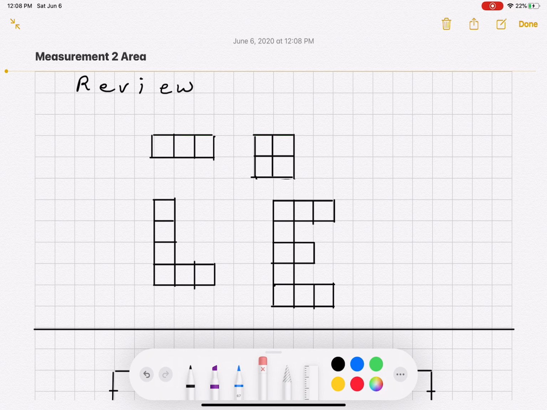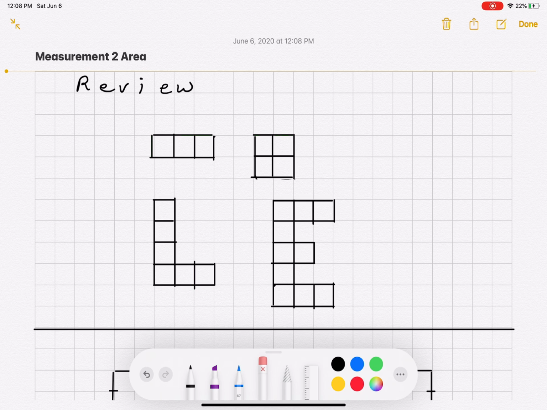Okay, so as promised, we're reviewing area now. Area is the measurement of a flat surface, so a 2D shape, and we're seeing how much space that 2D shape takes up.